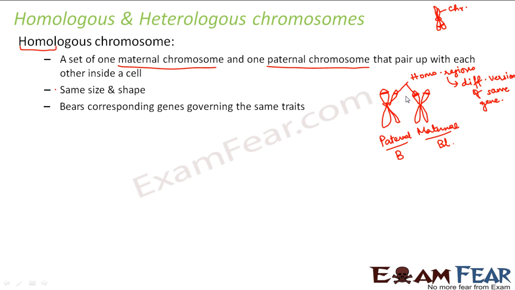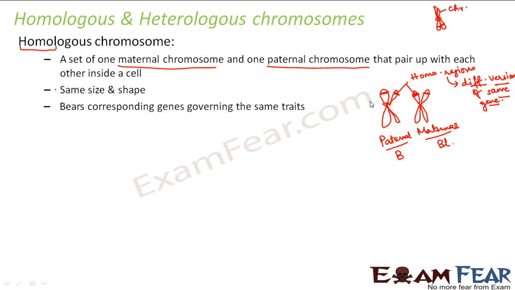But if you compare this, this is also representing eye color, and this is also representing eye color. That means both are representing the same gene but different versions. This is representing blue color, this is representing black color. So they are representing different versions of the same gene. So now you understand what are homologous chromosomes.